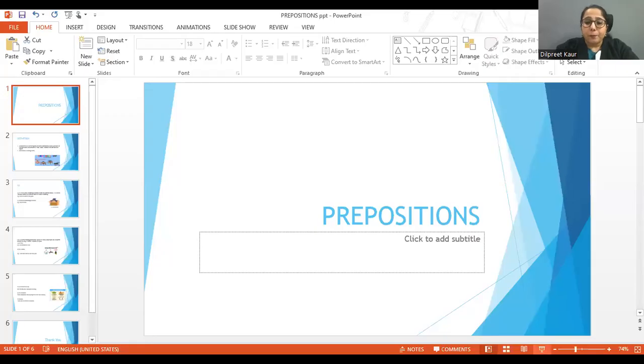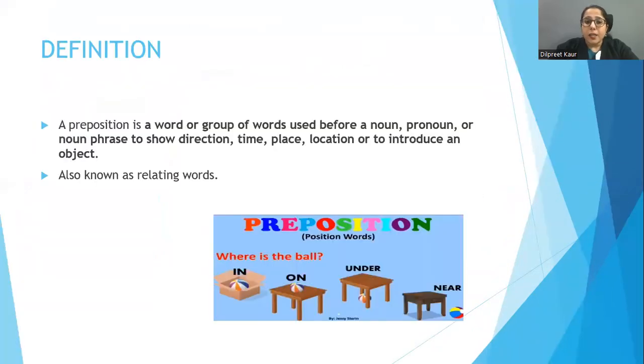What are prepositions, right? So prepositions are basically a group of words which are used before a noun, pronoun or noun phrase to show direction, time, place, location, or to introduce an object. It is also known as relating word, right? So they're also known as relating words. Prepositions normally direction, time, place, or location के बारे में बताते हैं.